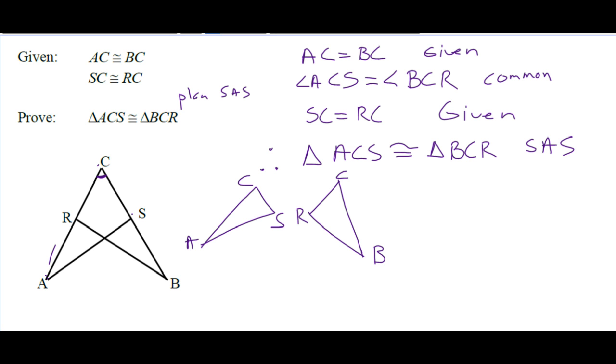to split it out and then ask, what did they give me? AC and BC are the same. AC, BC. SC and RC. These two are the same. This angle is the same, because it's a common angle. And now you can see, oh yeah, look, it's side angle side. By splitting the diagram into two separate triangles, it makes it a lot more obvious what you have to do.